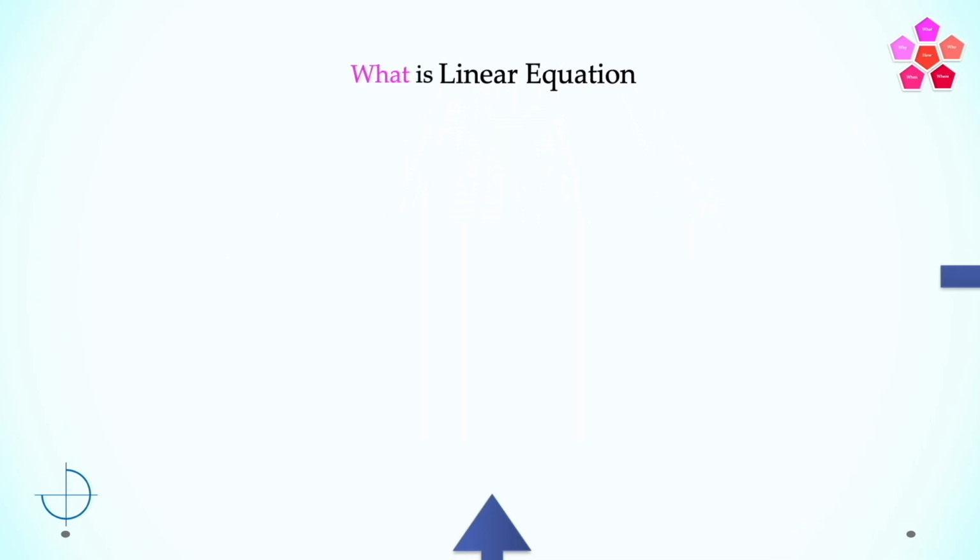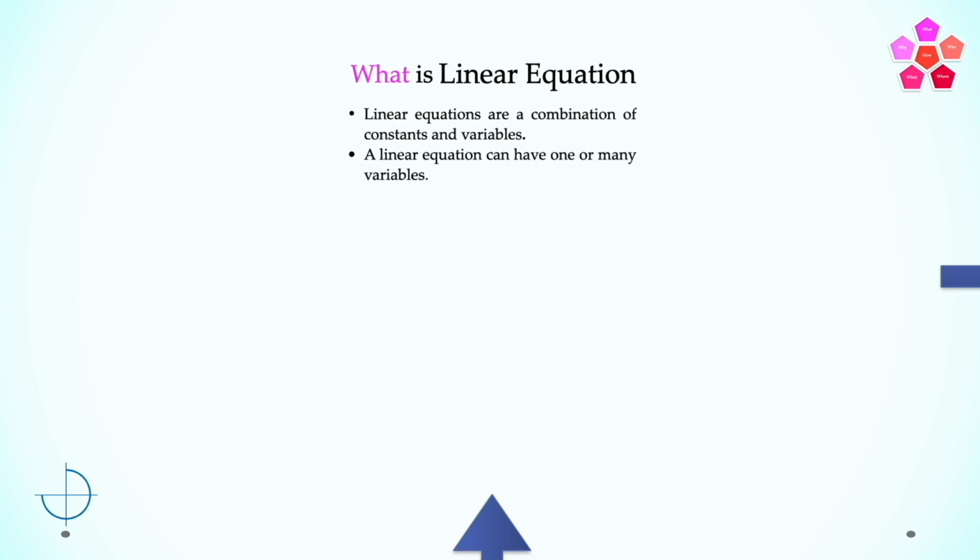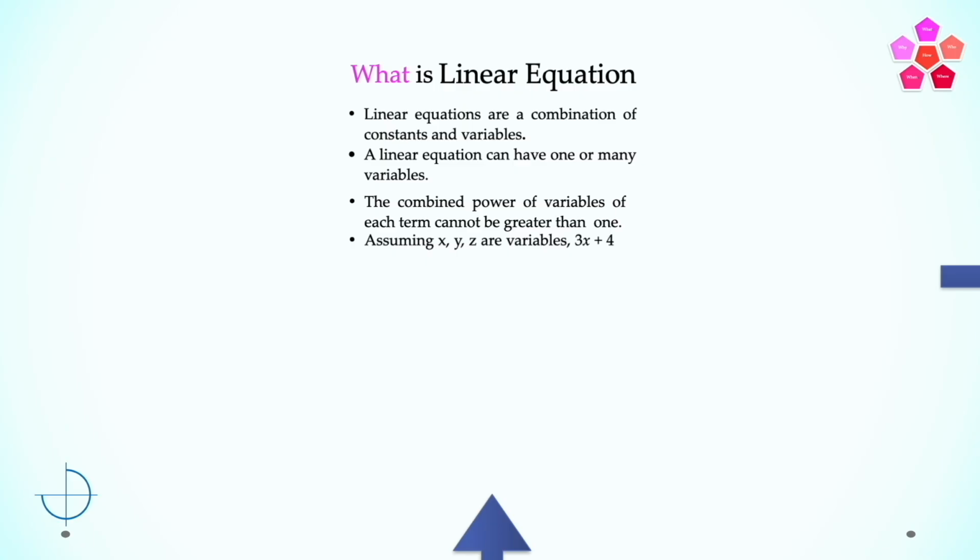So, what is a linear equation? A linear equation is a combination of constants and variables. A linear equation can have one or many variables. The combined power of variables of each term cannot be greater than 1. That is, it has to be exactly equal to 1. Assuming x, y, and z are all variables, 3x plus 4 is equal to 0, 3x plus 4y plus 5 is equal to 0, and 3x plus 4y plus 5z plus 6 is equal to 0 are all linear equations in 1, 2, and 3 variables respectively.